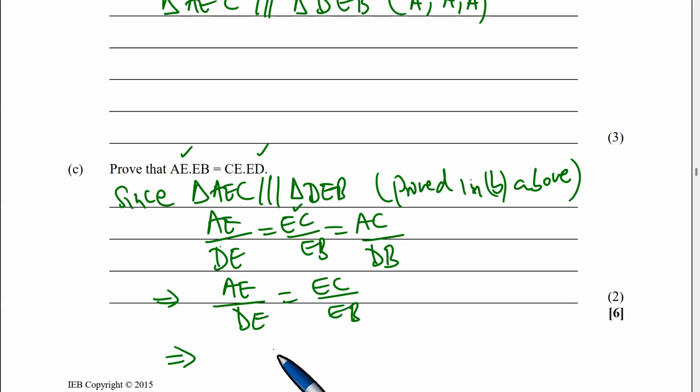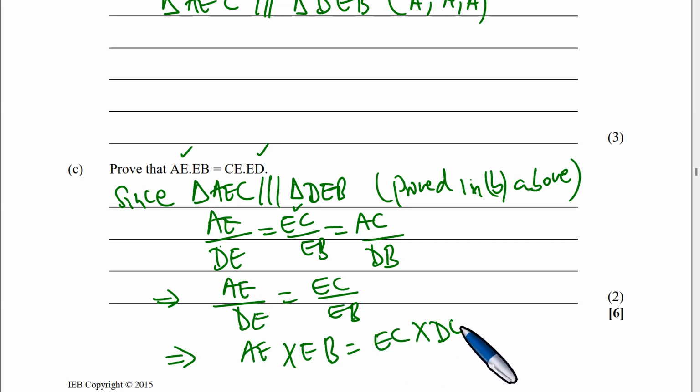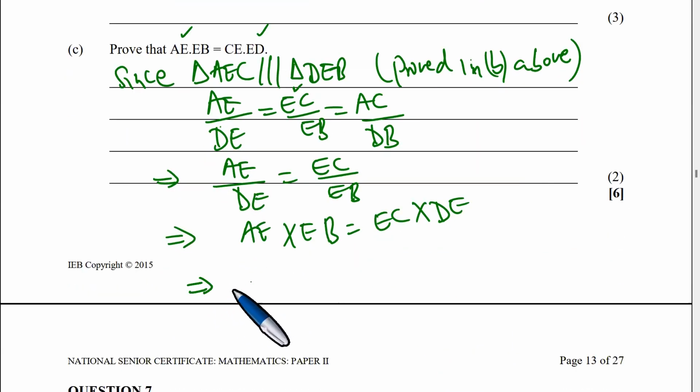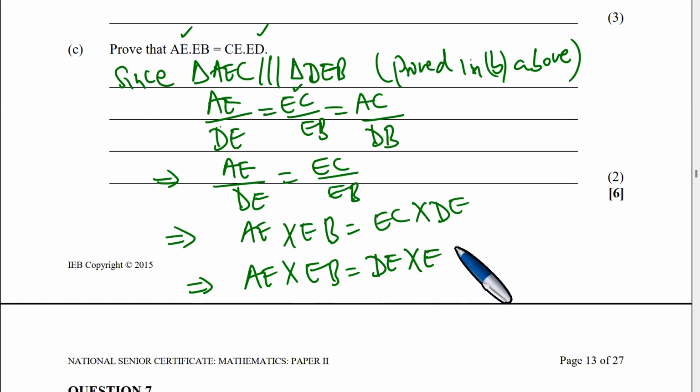So, which means therefore that AE multiplied by EB is equal to EC times DE. Cross multiplication produces this. But if cross multiplication produces this, then we have that AE times EB is equal to DE times EC. Next question.